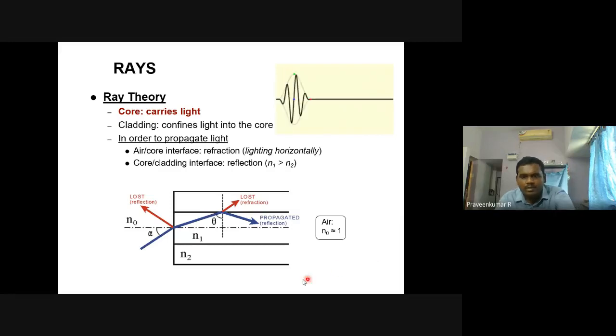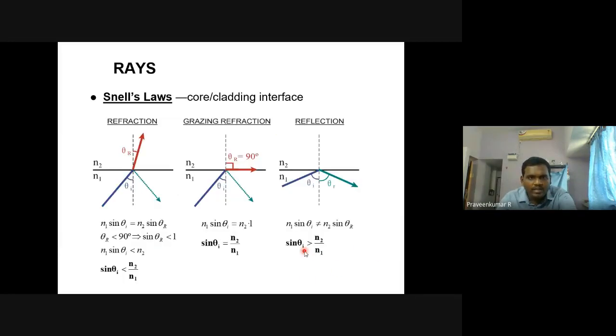So this is the concept behind ray theory and the core-cladding interface. And this is the main thing, an important 2-mark question: Snell's law. Definitely you can expect the first or second 2-mark question to be Snell's law. Define Snell's law: n1 sin theta 1 equals n2 sin theta 2. That is the basic idea.